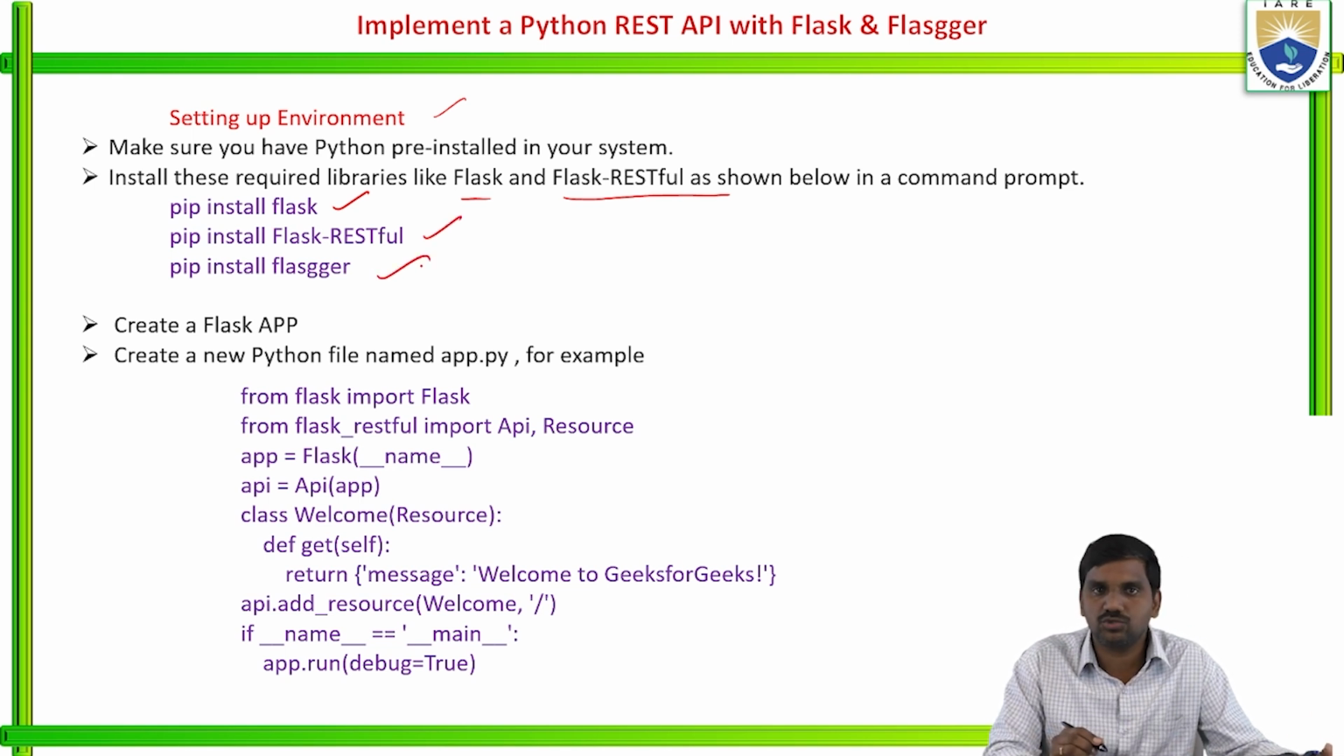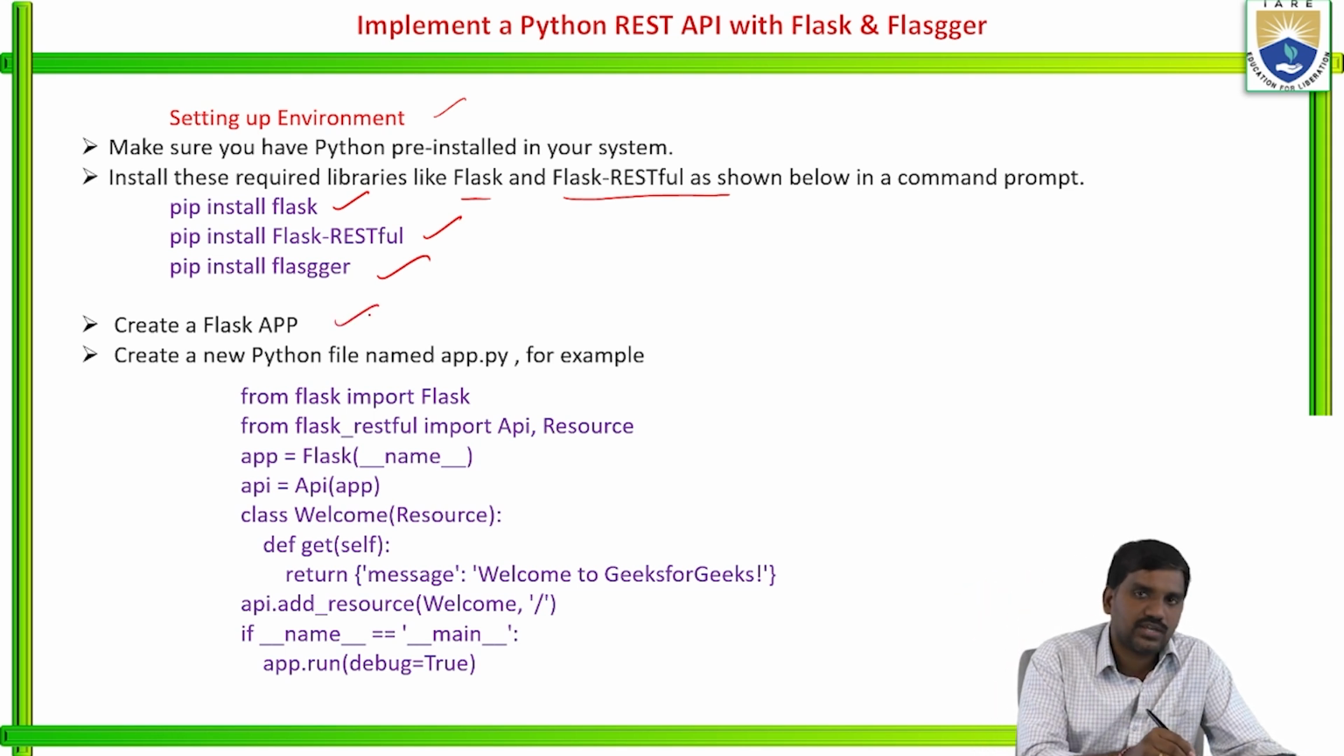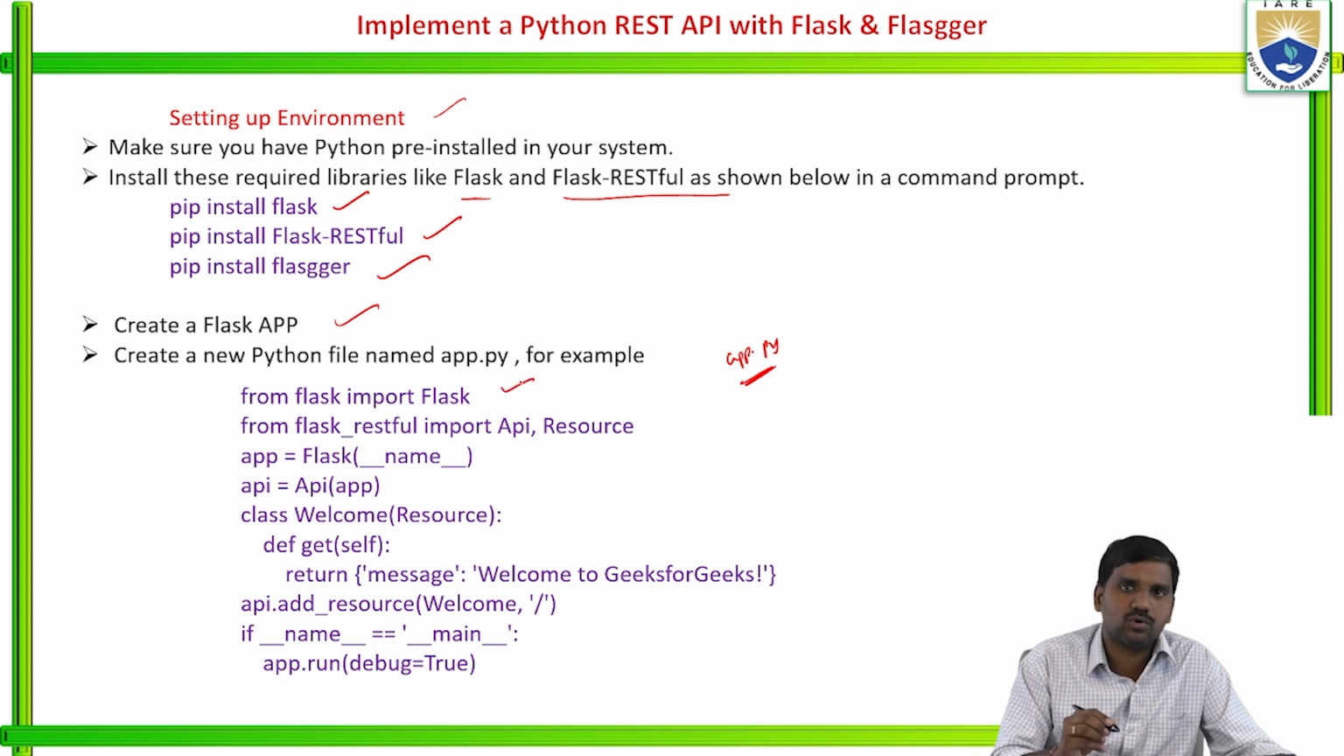So these are the libraries you need to install before the starting of the execution. Next, to create a Flask app, create a new Python file named app.py. For example, you can import Flask from flask, and import Api from flask_restful, and Resource.